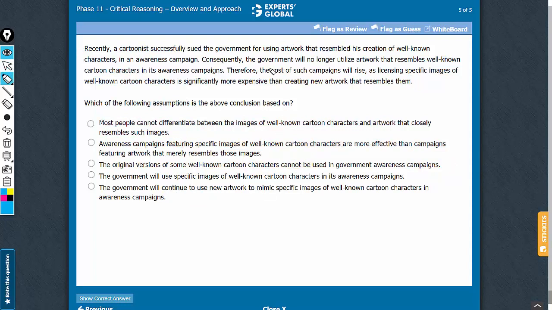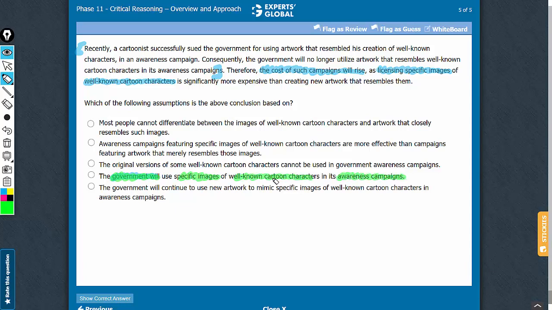Yes, in order to conclude that the cost of such campaigns will rise because of the recent incidents, it is important to establish that the government will actually go about licensing specific images of such well-known cartoon characters, which is what answer choice D says. This answer choice says that the government will use specific images of well-known cartoon characters in its awareness campaigns.